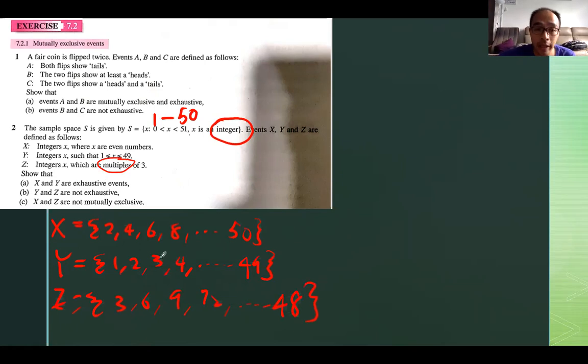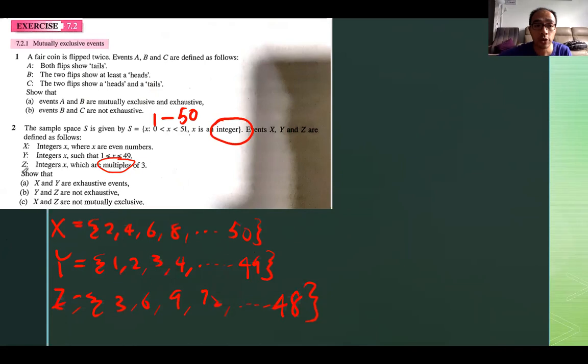Okay, now if you look at these three groups, X is 2, 4, 6, 8 sampai 50. Y is 1, 2, 3, 4 sampai 49. Z is 3, 6, 9, 12 until 48. Okay, obviously ketiga-tiga ini kan ada overlap. There is going to be an overlap. Okay, so I want to talk about this one first.